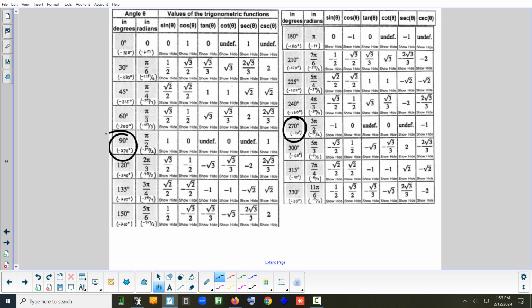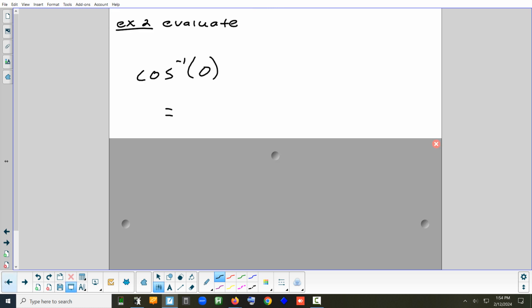90. Right. And if you're thinking, well, wait a minute, there's a negative 90 and there's a 90, how do I know which one? You're not between negative 90 and 90. It's 0 to 180. So you're definitely going with the 90. Or, what's that the same as in radians? Pi over 2. Yep.